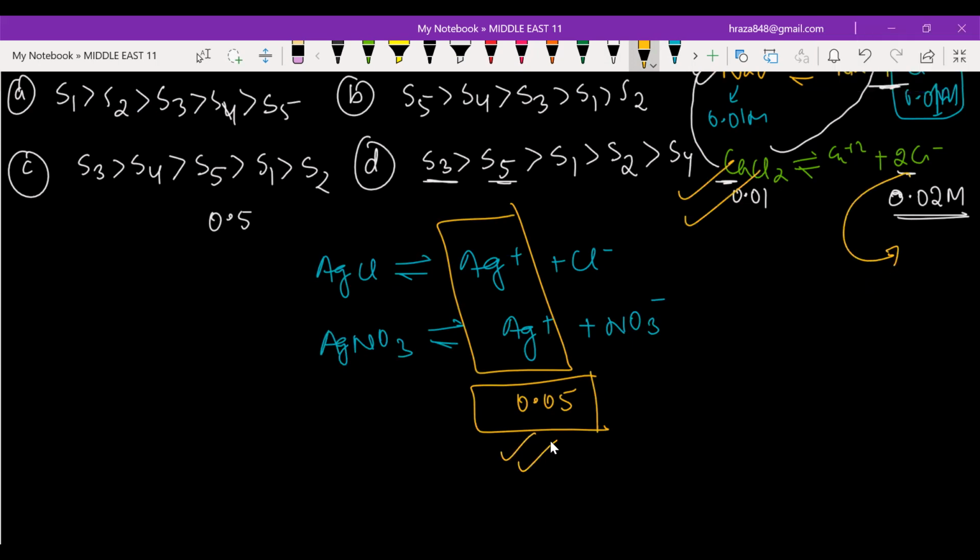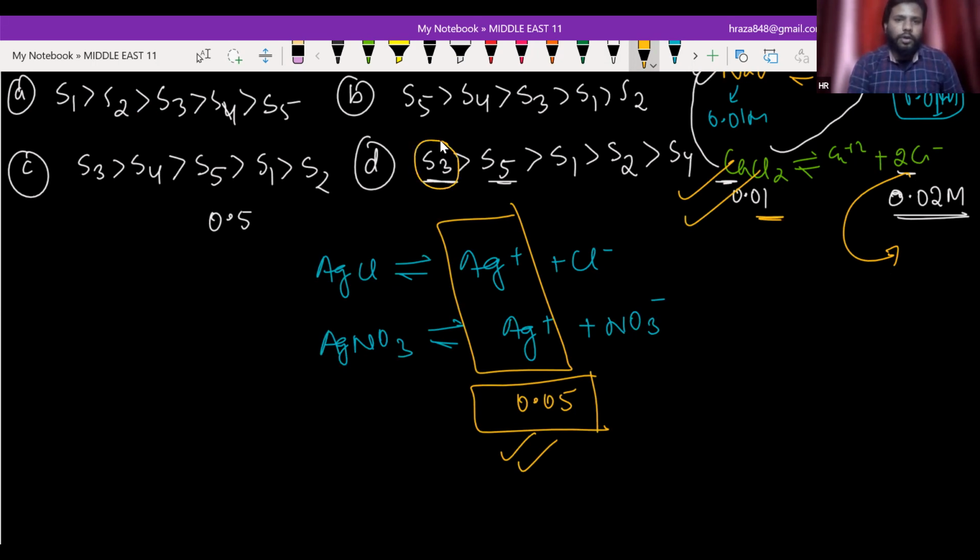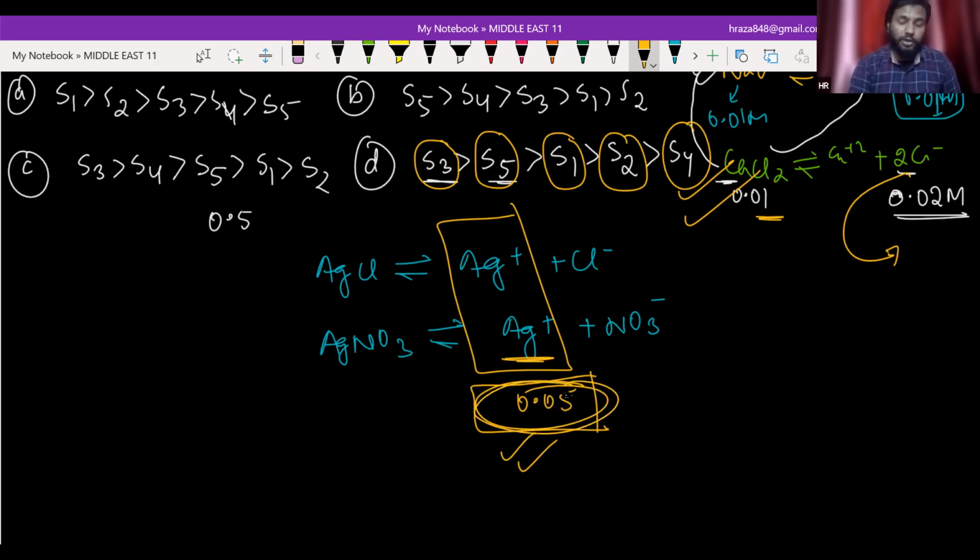So this common ion effect has abruptly more effect than CaCl2. That's why the most soluble is S3, then S5, then S1, that is NaCl, and then S2, that is CaCl2, and then S4, that is AgNO3, in which the common ion effect, and this has a concentration 0.05 on the right hand side, so it will move to the left hand side in more quantity than CaCl2, which has a concentration 0.02 on the right hand side, that means the product side. The least quantity on the product side is NaCl. Is this clear, everyone?